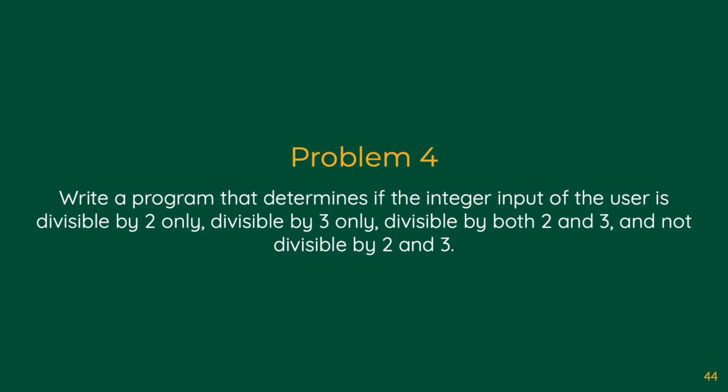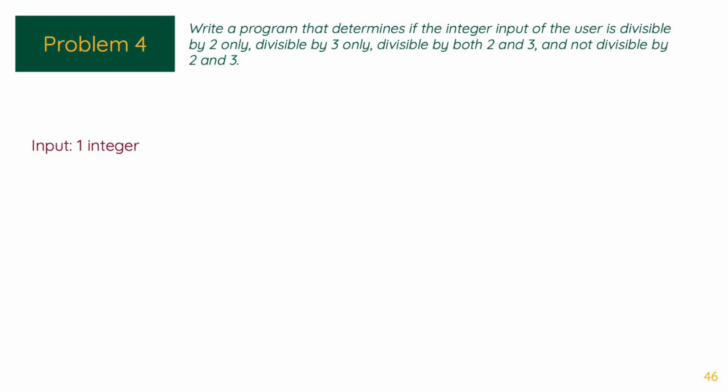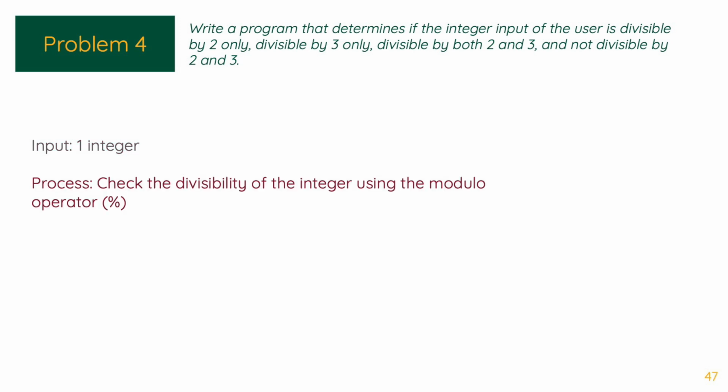Problem 4. Write a program that determines if the input of the user is divisible by 2 only, divisible by 3 only, divisible by both 2 and 3, or not divisible by 2 and 3. For this problem, we will accept any integer whether it is positive, negative, or 0. In order to determine the divisibility of an integer by another integer, we are going to use the modulo operator. The modulo operator returns the remainder of an integer division.